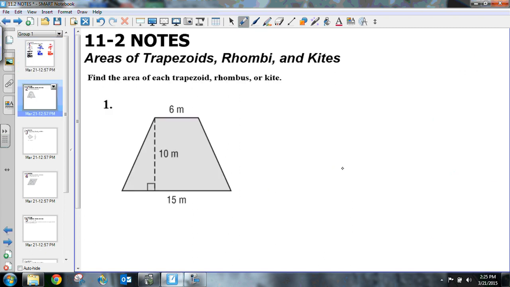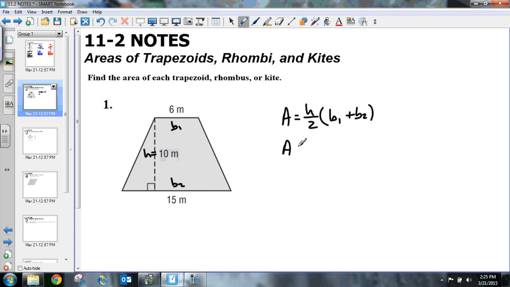So let's take a look at number 1. Okay, now I just want to plug this into my formula. Now my formula for the area of a trapezoid, area is equal to my height divided by 2 times the sum of my bases. So b sub 1 plus b sub 2. Now let's go over here and let's label this. Okay, this is my height, this is b sub 1, and this is b sub 2. So let's just plug these numbers into my formula.